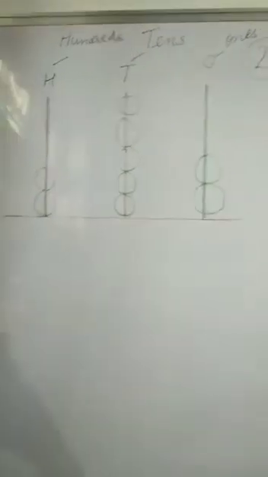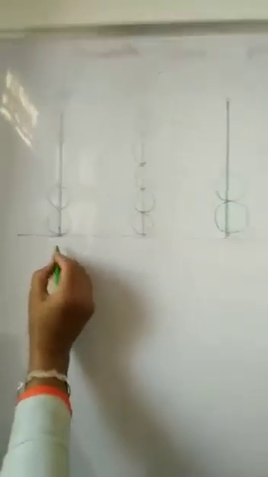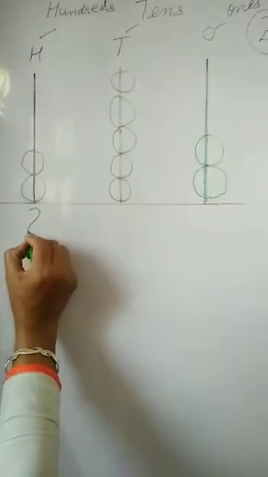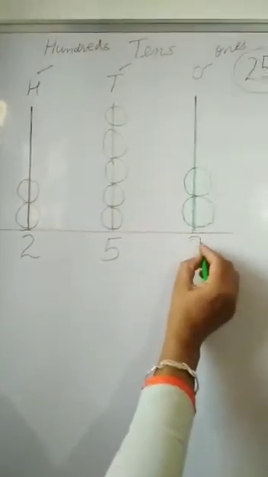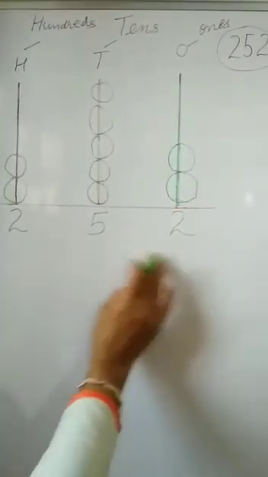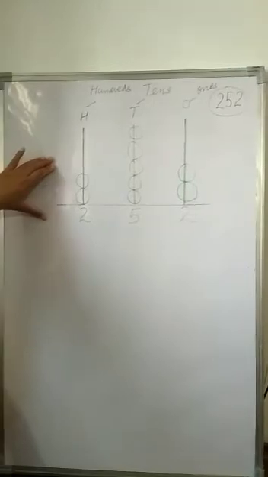Right? So now finally I am representing this number over here: 2, 5, 2. This number becomes 252, which is a 3-digit number, and we have filled this number in our abacus frame.